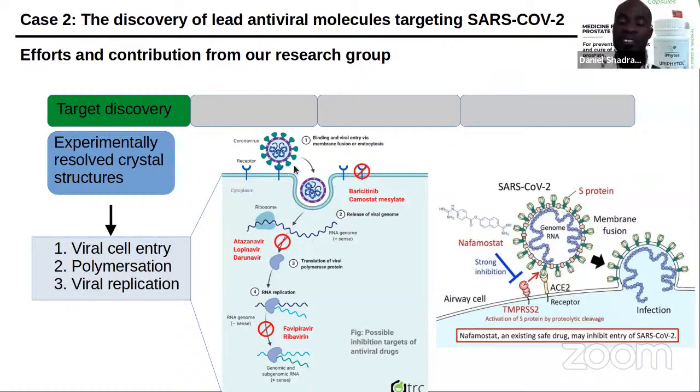So we prevent the molecule from interacting with the human cell, and hence it doesn't get in. That is one option. The second option we can do, if the infection is already taking place, is we can target to inhibit the polymerization process, or we can target to inhibit the replication process.